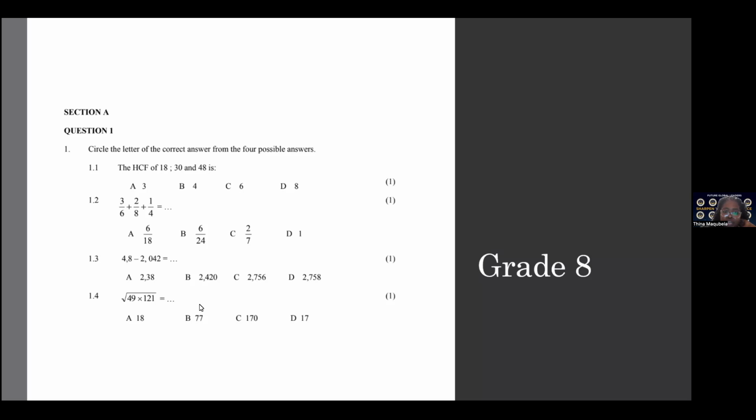Even if you're not in grade 8, can you answer that? Who can give us an answer as to whether 3 is a common factor of 18, 30, and 48?